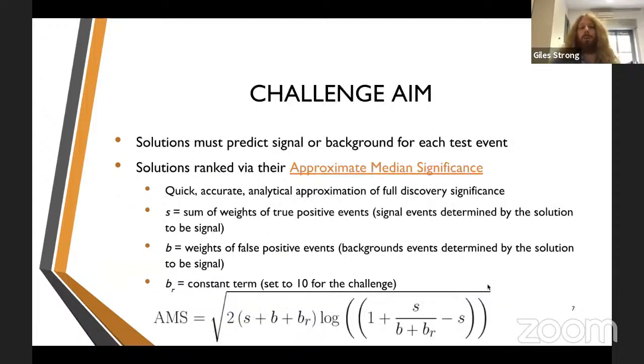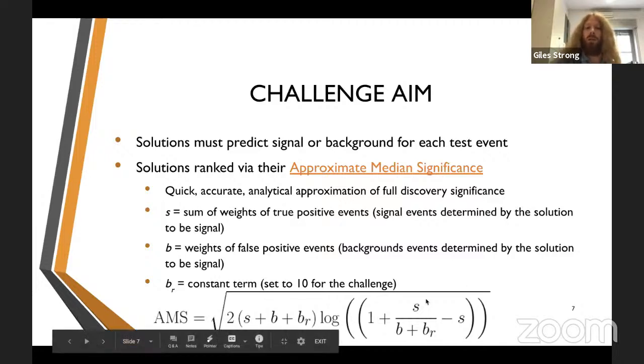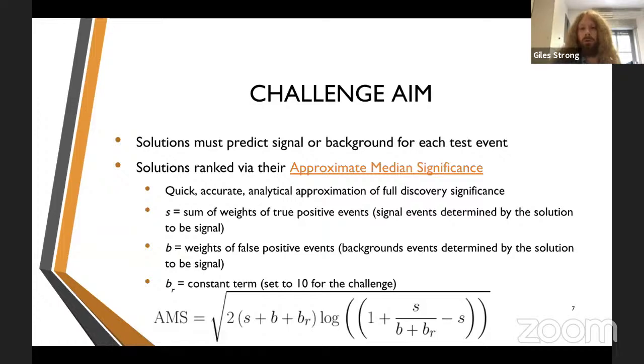Now, this is aimed to replicate a realistic search. So the metric that's being used to compare solutions is the approximate median significance. This is this long, complicated formula here. Basically, it's a more accurate version of signal over square root of background.